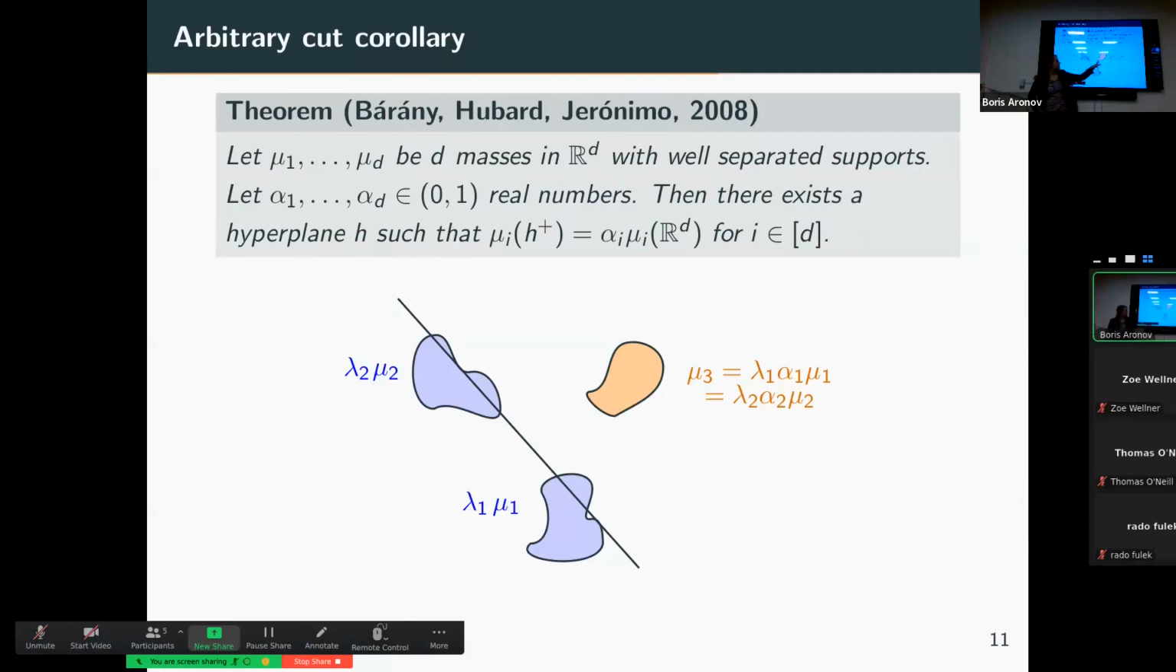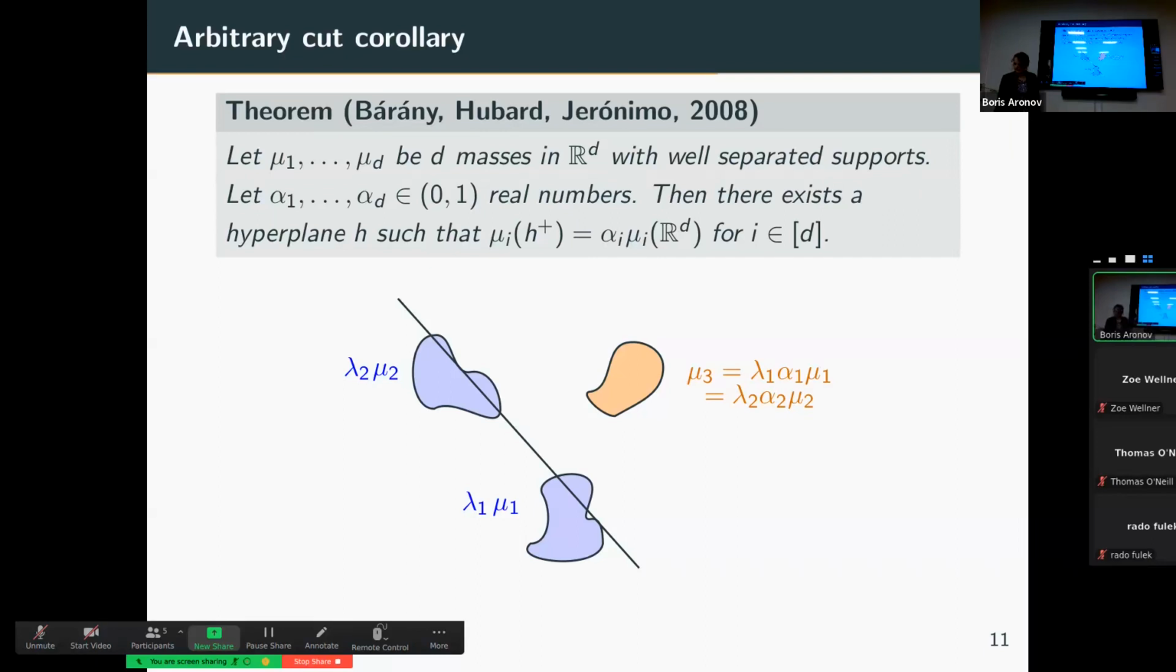It's a bit non-trivial to say that you can always add in this d plus 1 mass, but in the original proof of Bárány, Hubard, and Jerónimo, there's an analogous difficult statement. It's not that we're secretly using this again to say that we can add in this well-separated mass, but it's a nice way of being able to show a nice alternative proof of this Bárány, Hubard, and Jerónimo result.